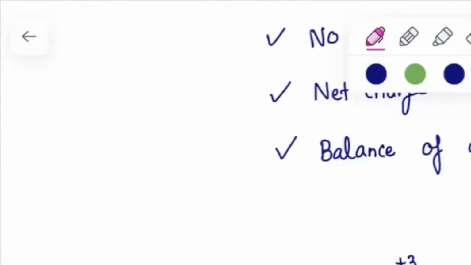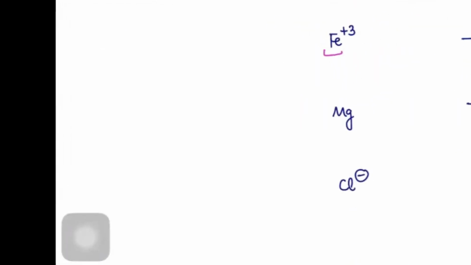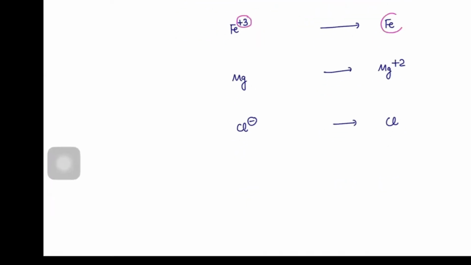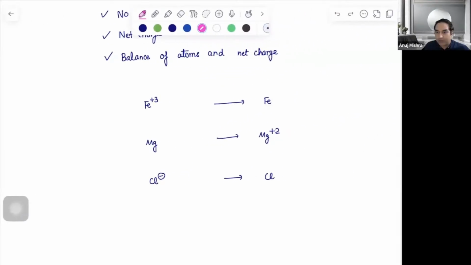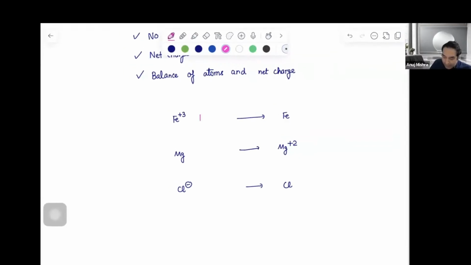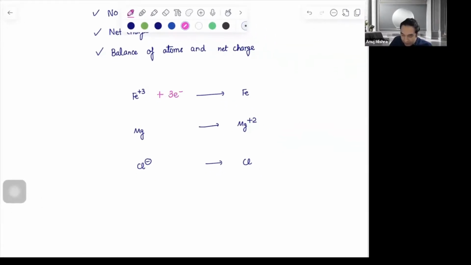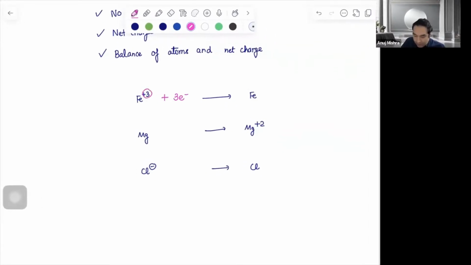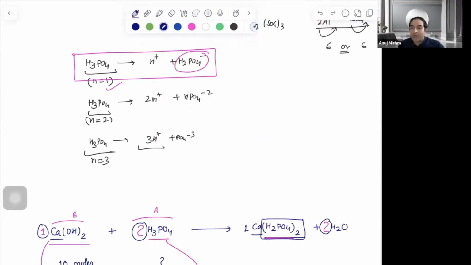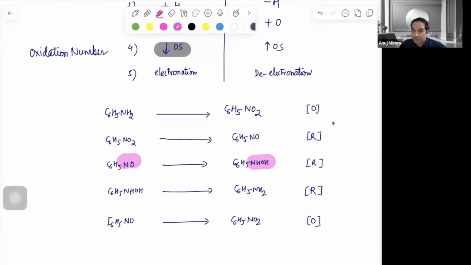So I will take up another answer. For example, the first case is Fe plus 3 gives Fe. Can we say Fe is 1 here and 1 here also? Should not be a problem. But when I see plus 3 charge here, this is neutral. So I have to balance charge. How do I balance charge? By adding 3 negative charge of electron here, so that 3 positive and 3 negative will take care of each other. It's n factor.